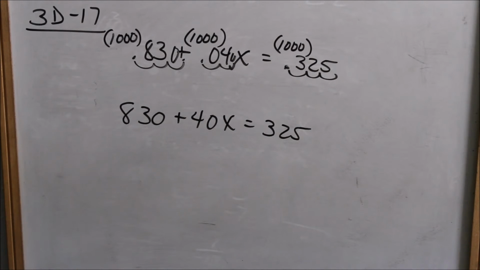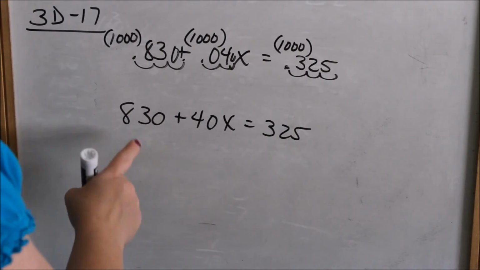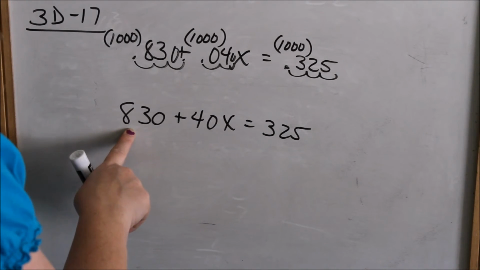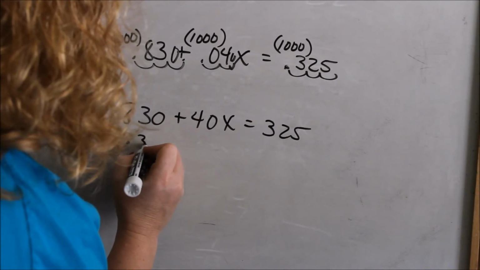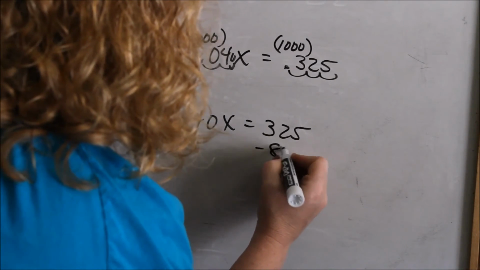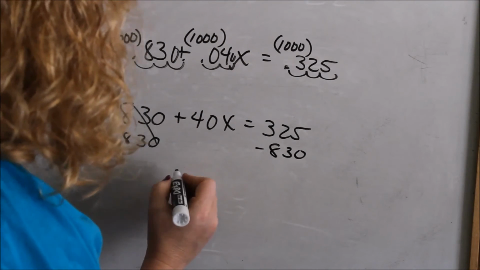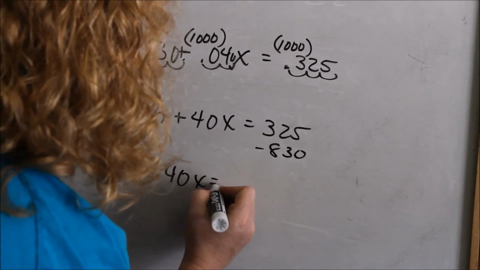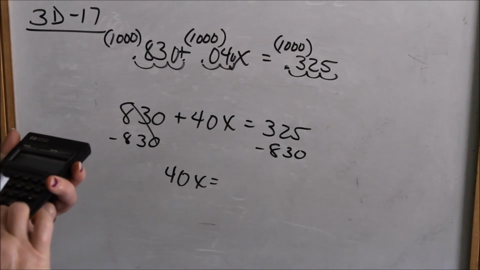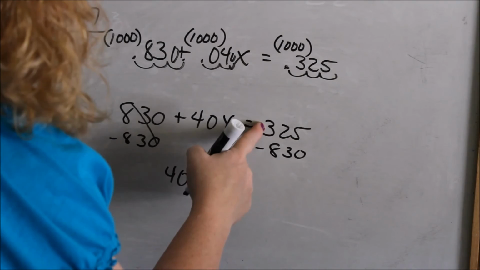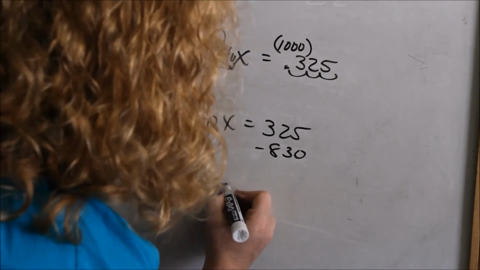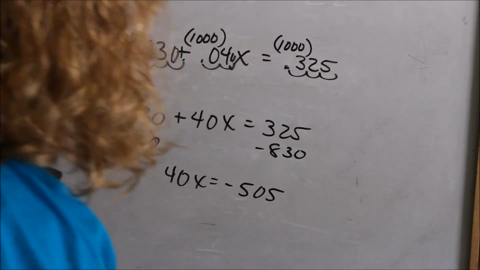Now it's just a matter of whole numbers on one side, x's on the other. I need to get this 830 over here with my 325. My 830 is positive, so I need to subtract my 830 in order for it to go away. If I subtract 830 on the left, I need to do it on the right. That goes away over there. I'm left with 40x on the left, and then on the right, that's a positive, that's a negative. You can tell I'm still going to be in debt. So I'm still going to be in debt 505.